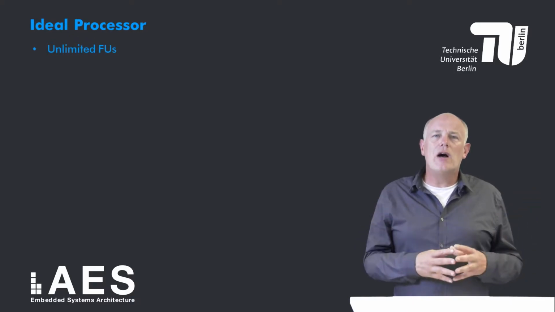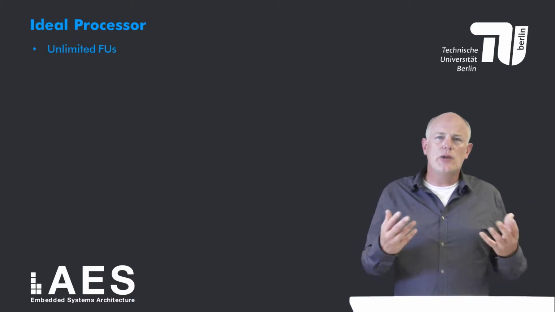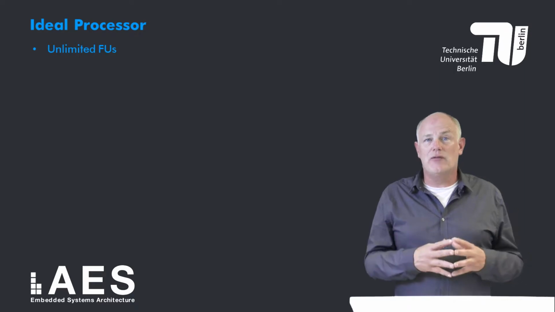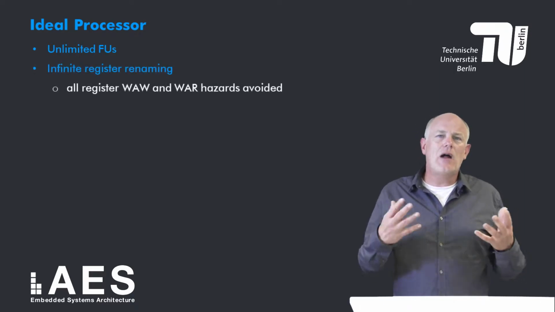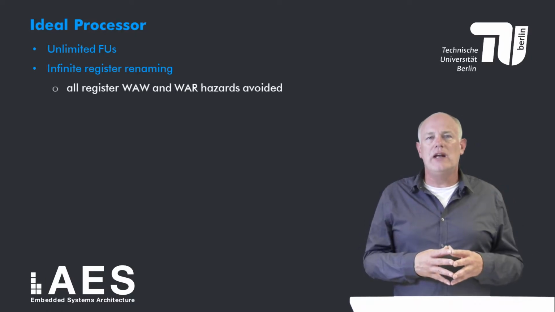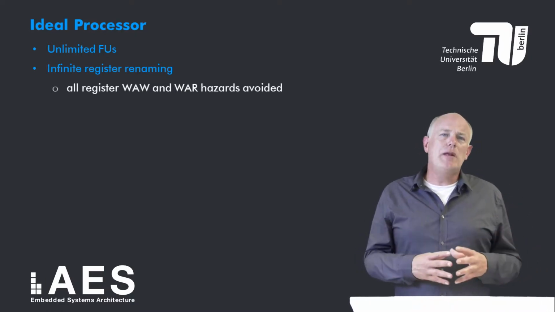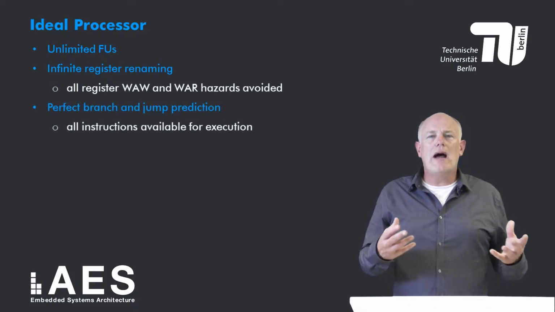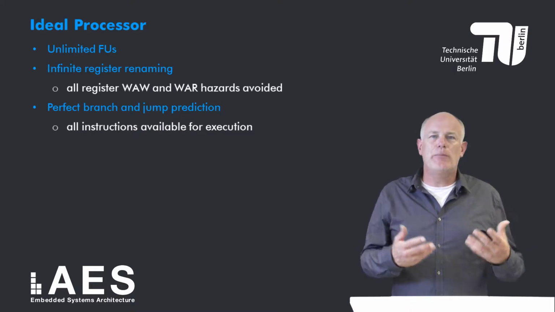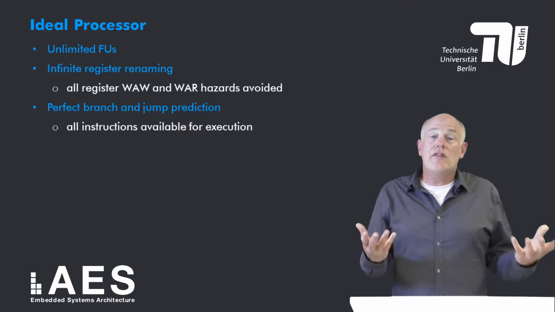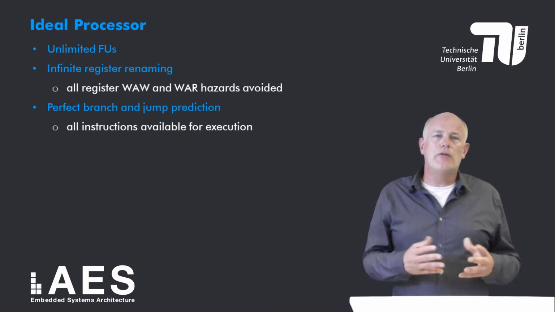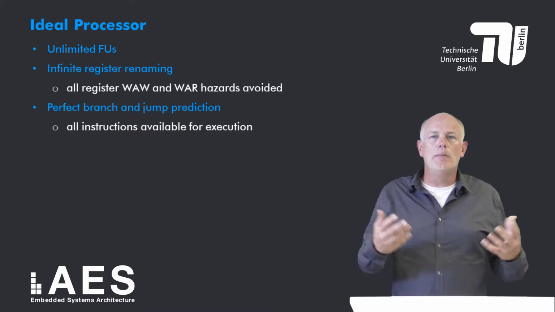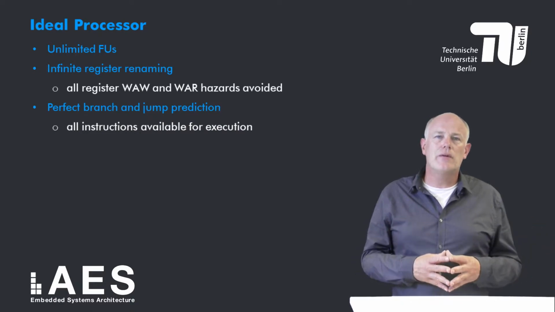First, this ideal processor has unlimited functional units. So there will be no structural hazard because an instruction has to wait because another instruction is using the functional unit it needs. Second, our ideal processor has an infinite number of renaming registers. That means that all name dependencies, write after write and write after read hazards, are eliminated. Third, our ideal processor performs perfect branch and jump prediction. That means basically that at the start of the program, all instructions are available for execution. This is equivalent to having a processor with perfect speculation and an unbounded buffer of instructions available for execution.